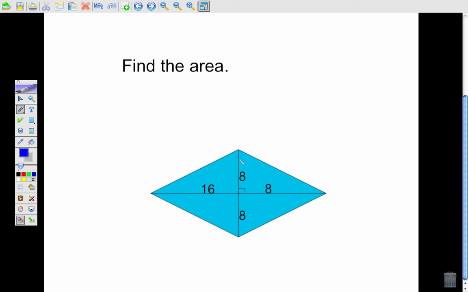All right, so find the area. We first want to kind of analyze it, see what kind of shape we have. We notice the diagonals don't bisect each other. They do bisect one, so this is a kite. They meet at a right angle. So our area is going to be 1/2 times D1 times D2.